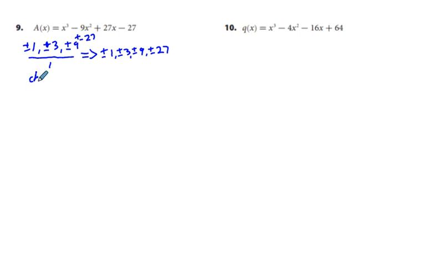Well, first thing we're going to do is check x equals 1. So we put 1 out here, and then 1x cubed minus 9x squared plus 27x minus 27. So we bring down 1. 1 times 1 is 1. Negative 9 plus 1 is negative 8. 1 times negative 8 is negative 8. 27 minus 8 is going to be 19, I think. Yeah, 19. And then 1 times 19 is 19. And then we get negative 27 plus 19. That's going to be negative 8. So not a zero.